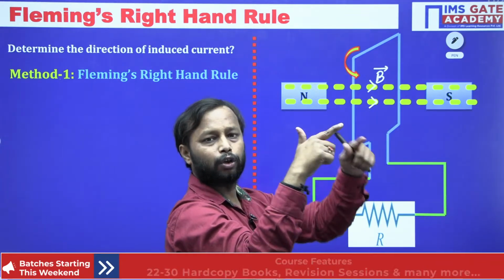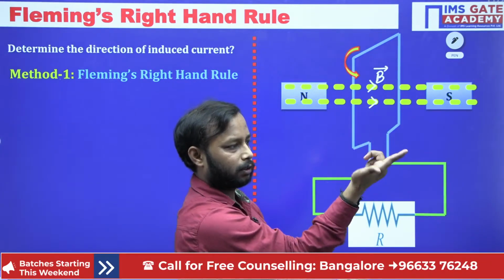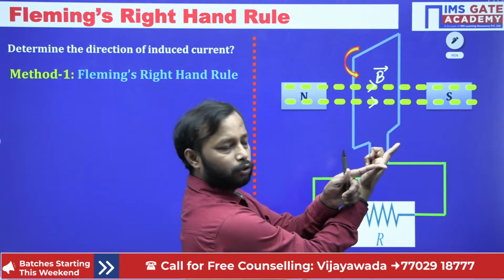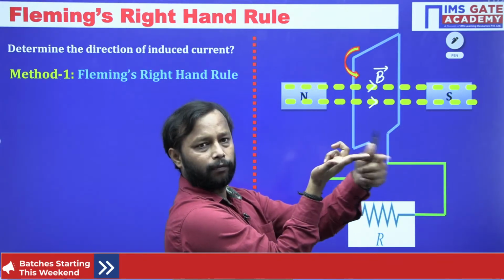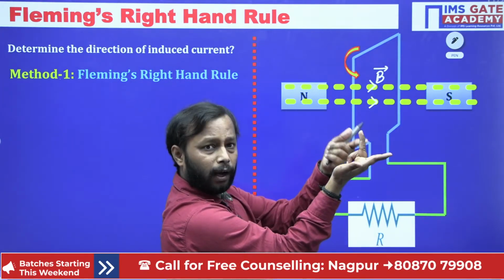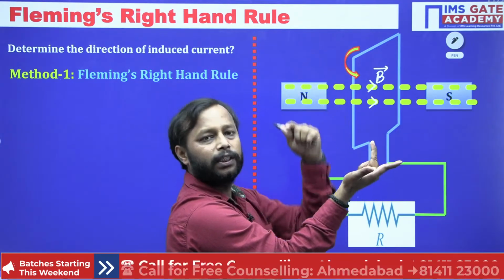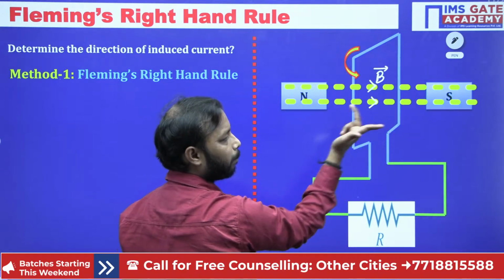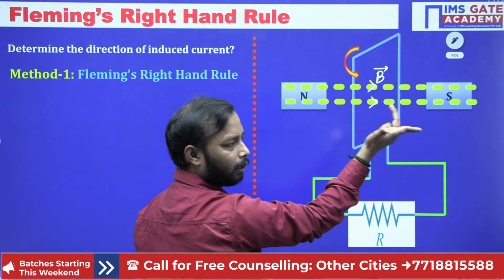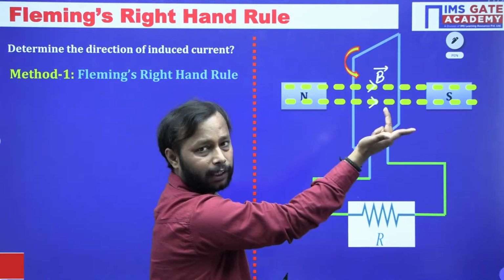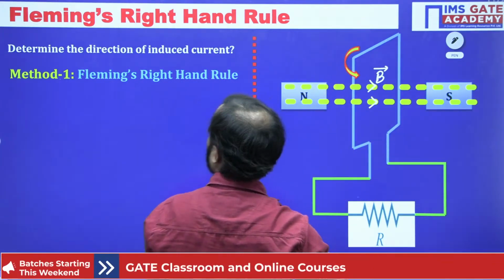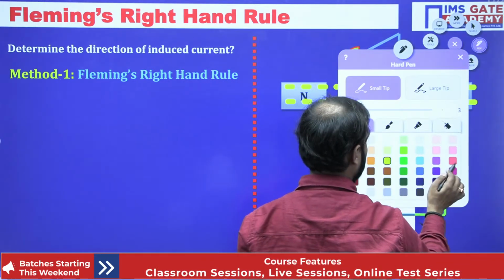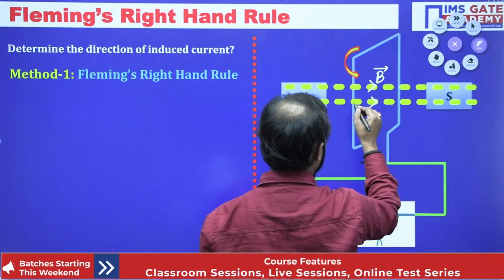Then the forefinger should point towards the direction of the magnetic field like this. So how will you place these two fingers? Velocity of conductor towards you and the magnetic field. So this middle finger is upward, which gives the direction of induced current. So like this: magnetic field the forefinger, thumb velocity of conductor, then the middle finger gives the direction of what? Induced current. So this is current I.